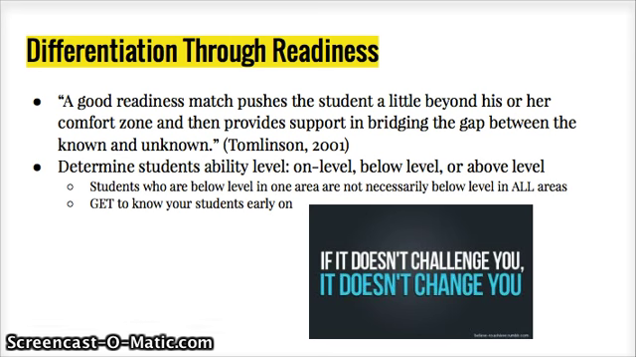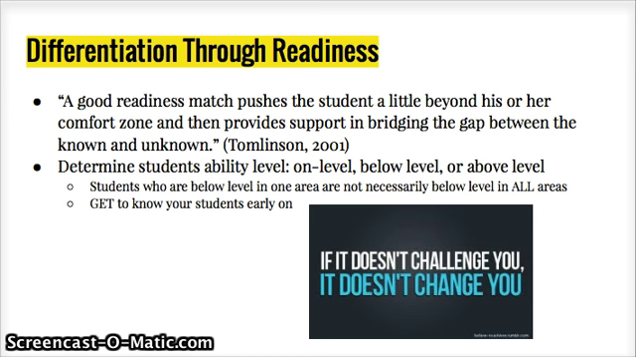First, differentiation through readiness. A good readiness match pushes the student a little beyond his or her comfort zone and then provides support in bridging the gap between the known and the unknown, says Tomlinson. As teachers, it is our job to learn the diverse needs of our students. It is a non-negotiable topic. In essence, we become students of our students.